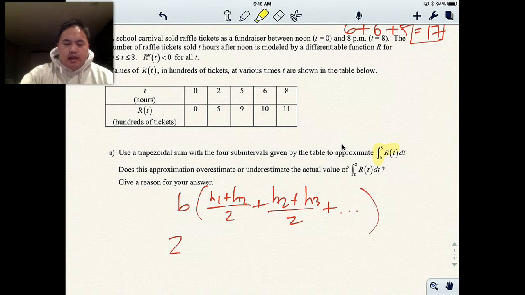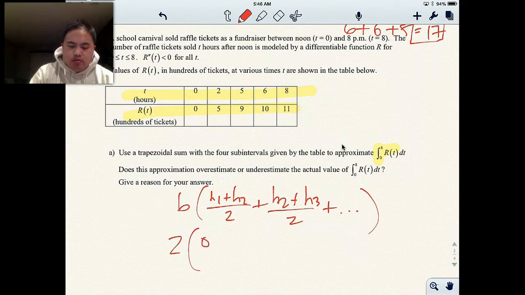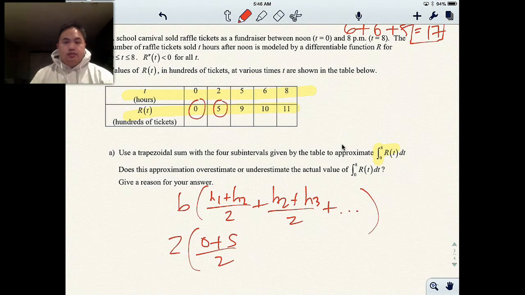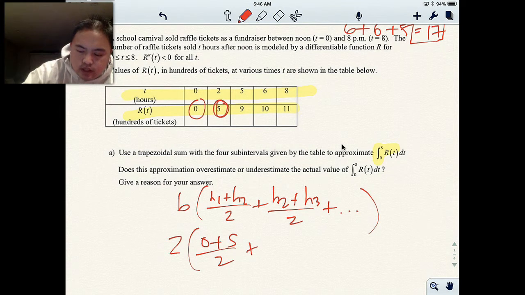This one is my x-axis, hours. This one's going to be my y-axis, how many hundreds of tickets were sold. Okay. So let's plug in the formula. Height 1 is 0 plus a height 2 of 5. And I need to average that. So in case you're wondering where I got that, here's height 1 and height 2. Okay. Then the next one, this one's height 2 and this one's height 3.